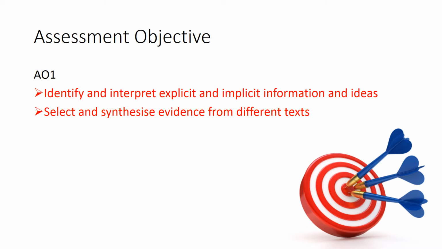What is there? And the second part is asking you to select and synthesize evidence from different texts. And all that simply means is finding the right quotation and putting it in the right box. It couldn't be simpler. The problem with this question is that some students, particularly those students that find English easier, have a habit of trying to look deeper into this question, and actually those students are wasting time. You need to find it quickly and get it down on the paper.